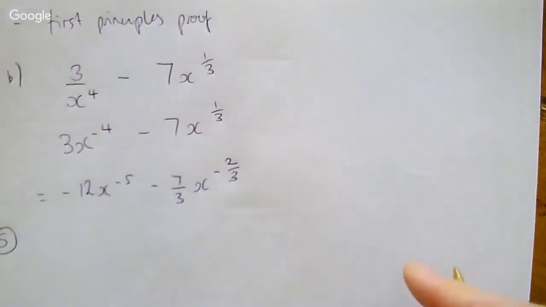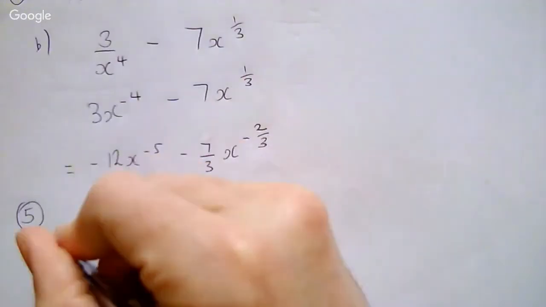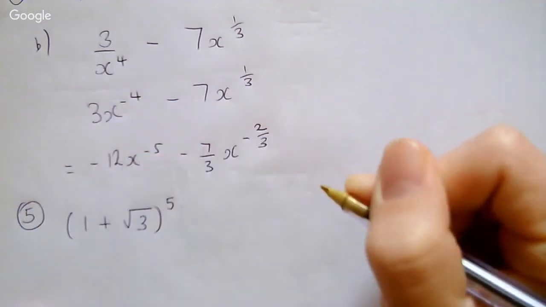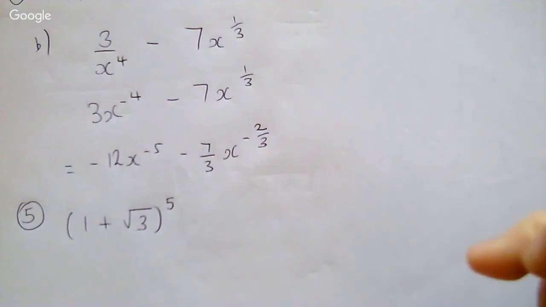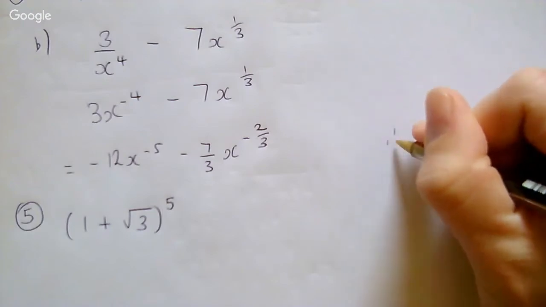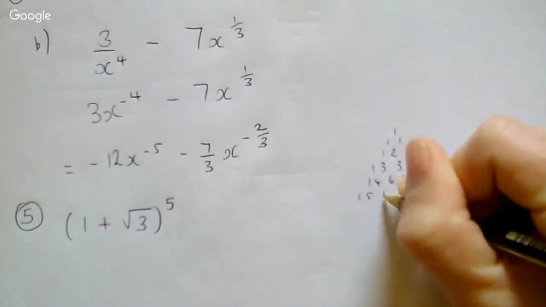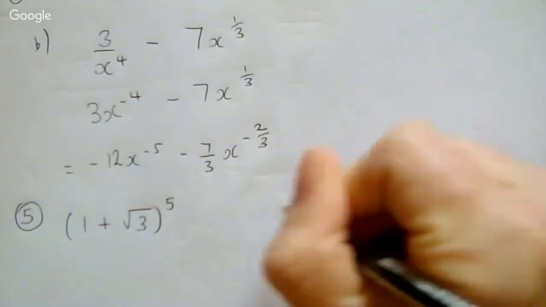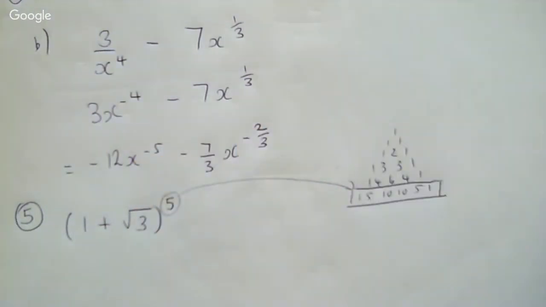Okay, number 5, binomial theorem. So brackets 1 plus root 3 to the power of 5 in the form a plus b root 3, where a and b are integers whose values are to be found. Okay, so if I'm going to expand that, I'm going to want to do Pascal's triangle. So I'm going to start doing that by here. That's the one I want because it's the 5th power, okay? So 1, 5, 10, 10, 5, 1.